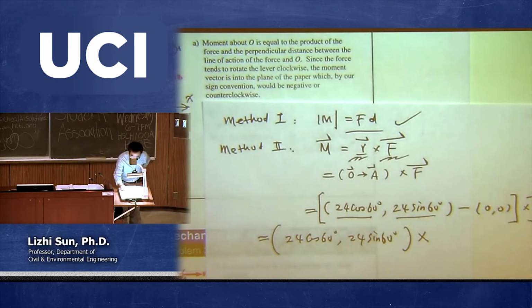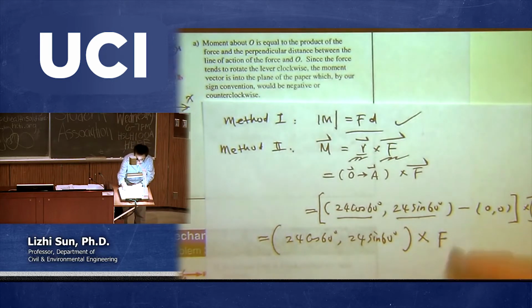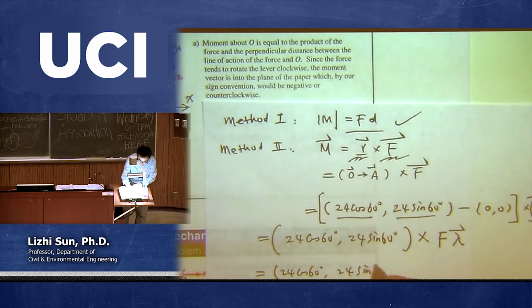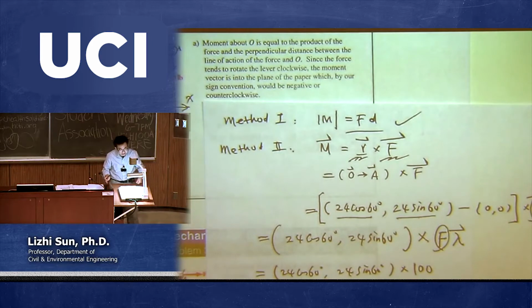So this is the vector, which is equal to the magnitude multiplied with the lambda, right? So what is the magnitude of this F? And what is the lambda, which is the unit vector in that force direction? So again, we have 24 cosine 60 and 24 sine 60 cross F. What is F? Well, by looking at this red force acting on point A, the magnitude equals 100 pounds. You may say, wait, this 100 pounds is going down. Is the magnitude equal to negative 100 pounds? No. The magnitude is always positive.